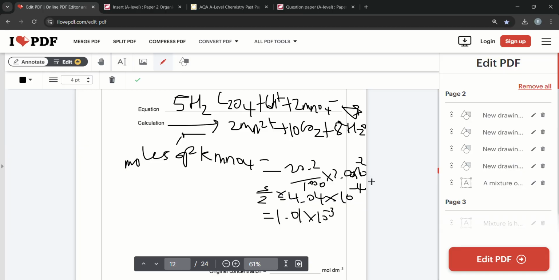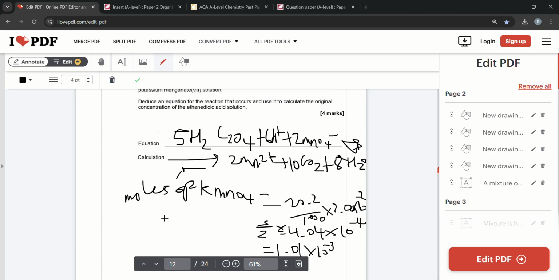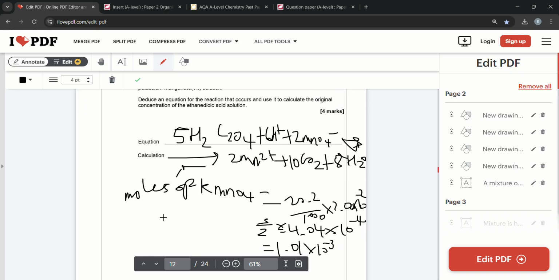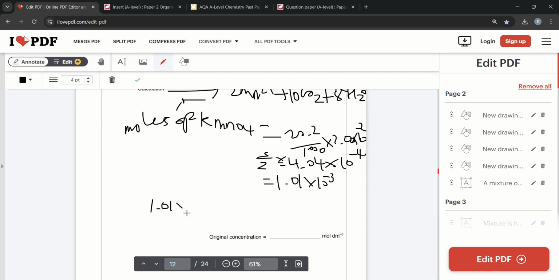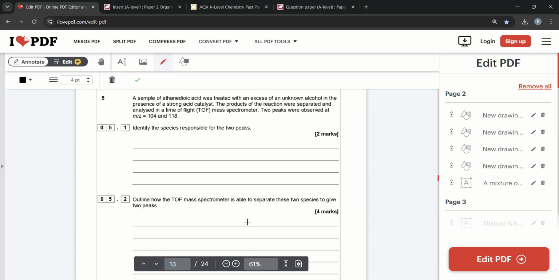Concentration is moles divided by volume, so it is going to be 1.01 times 10 to the power minus 3 times 1000 divided by 25, and that will give me 4.04 times 10 to the power minus 2. Is it the correct units? Yes, moles per dm cubed.